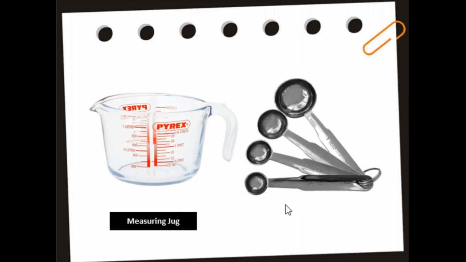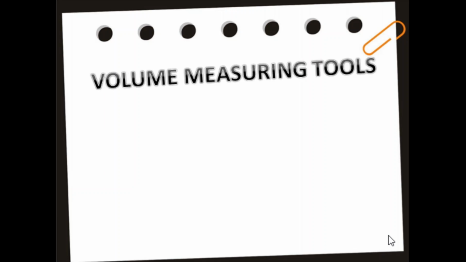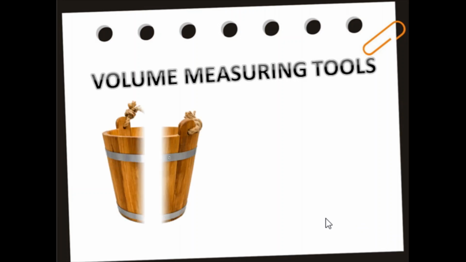Good job! These are measuring spoons. Measuring spoons. Can you follow so far? Let's do this one so that you will be refreshed by your previous knowledge. Okay, aside from the measuring jug and measuring spoon, we also have another one. We had this one. What do you call this one?